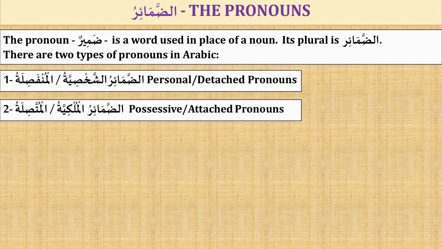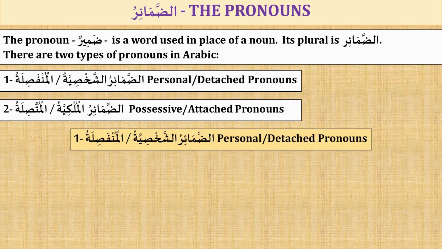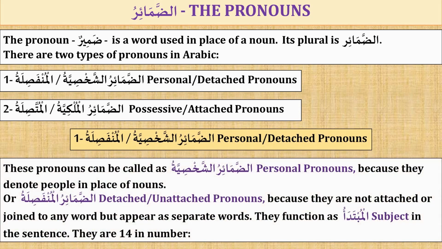I will only explain the first one in this lesson inshallah. الضمائر الشخصية أو المنفصلة, personal or detached pronouns. These pronouns can be called as الضمائر الشخصية, personal pronouns, because they denote people in place of nouns. Or they can be called as الضمائر المنفصلة, detached or unattached pronouns, because they are not attached or joined to any word but appear as separate words. They function as al-mubtada, subject in the sentence. There are 14 pronouns.